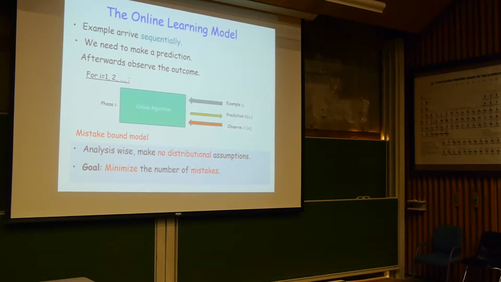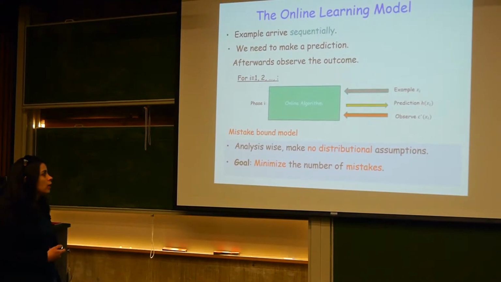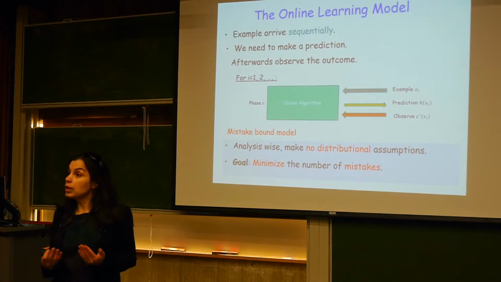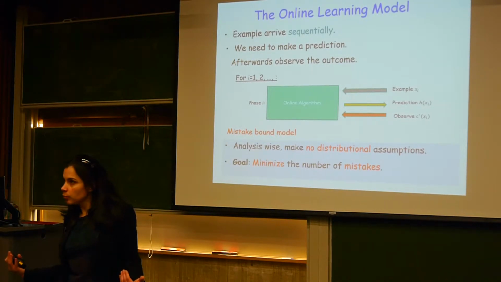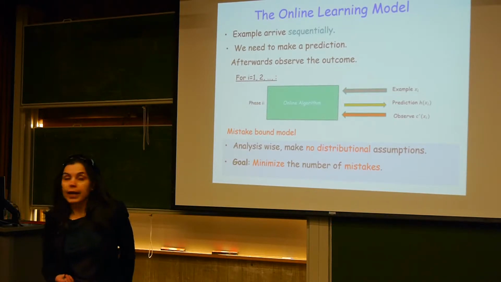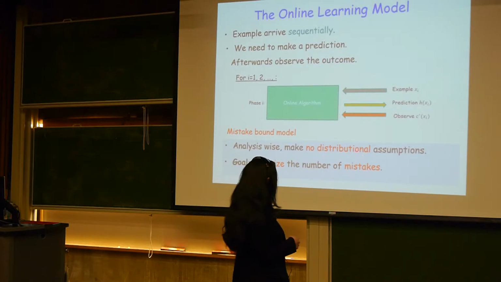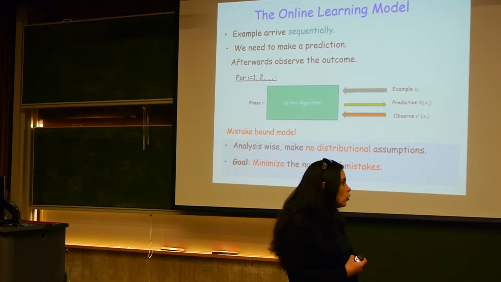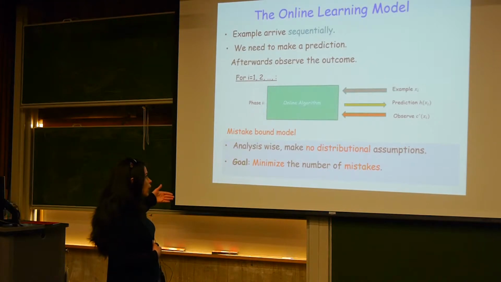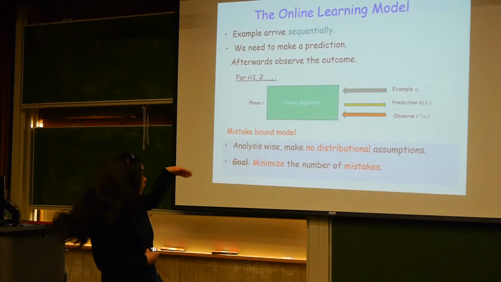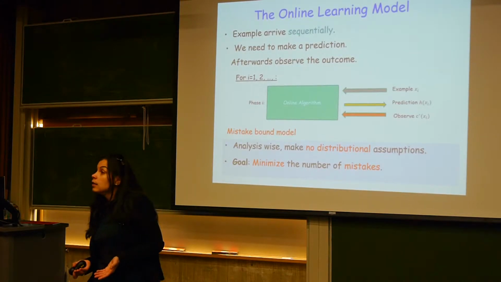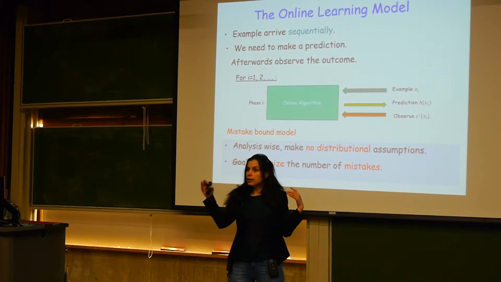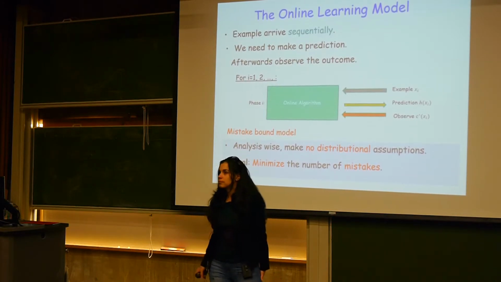As we discussed last time, analysis-wise, traditionally in this model, people make no distributional assumptions about the input sequence. Imagine that the input sequence is in fact an arbitrary sequence of examples. It can even be adversarially chosen. Because we make no distributional assumptions about the sequence of examples, we cannot really talk about converging. Instead, what we can do from an analysis point of view is try to minimize the number of mistakes. We want to come up with an online algorithm that somehow minimizes the number of mistakes, and we can do so if the true labels are consistent with a target function that is not wild, that belongs to a structured class of functions.